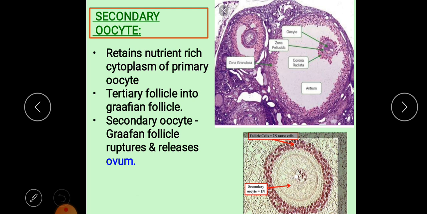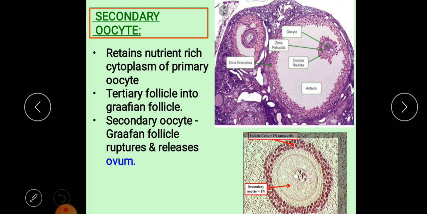Till it reaches puberty, it remains as a primary oocyte only. When it reaches the tertiary follicle, it completes its meiotic division and divides into a secondary oocyte and one polar body, that is the primary polar body.